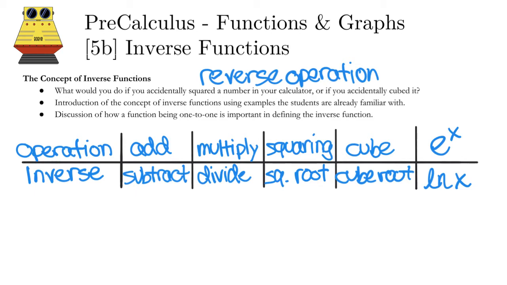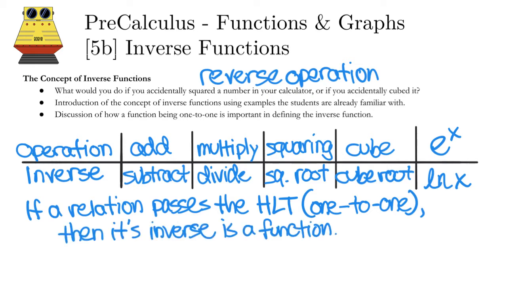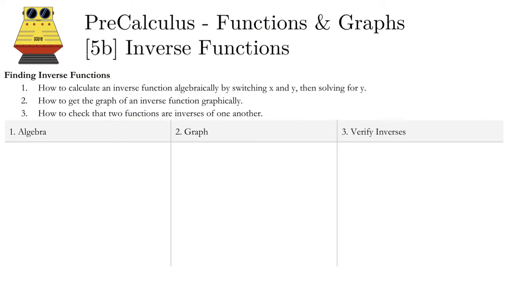Recall from lesson 5a, if a relation passes the horizontal line test, or is 1-to-1, then its inverse is a function, and it will pass the vertical line test. So before we find the inverse of a function, we need to make sure that function passes the horizontal line test. We'll be finding the inverse of the function f of x equals x cubed plus 2.